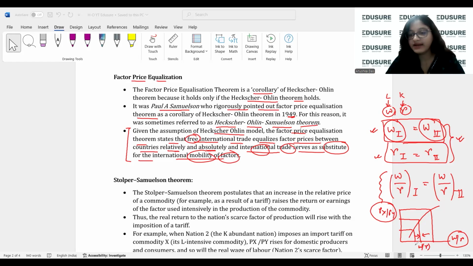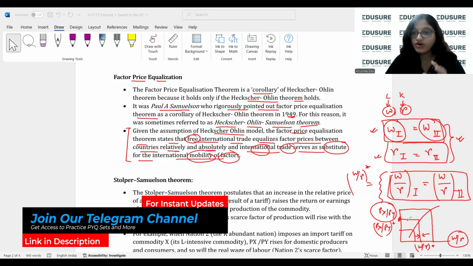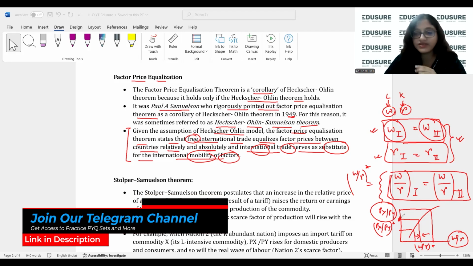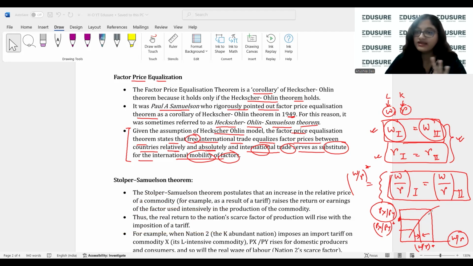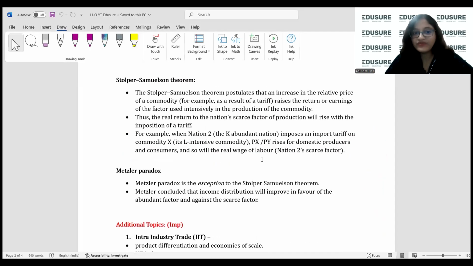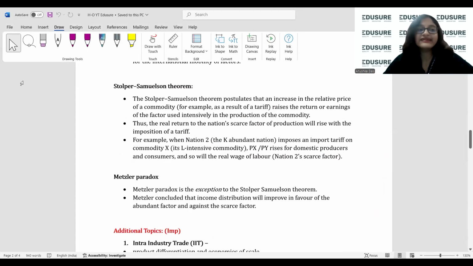So there will be a unique W by R ratio. W by R in the first country is equal to this. This you can assume to be W by R star, a common wage rental ratio. This will be ensured, and here you will have a common price ratio as well. There is a one-to-one relationship. So in the relative sense, commodity prices will also be equalized, and the wages and rentals will also be equalized. That is the essence of factor price equalization. If you are interested, you can also do the diagram for your knowledge, but here I can't do that.